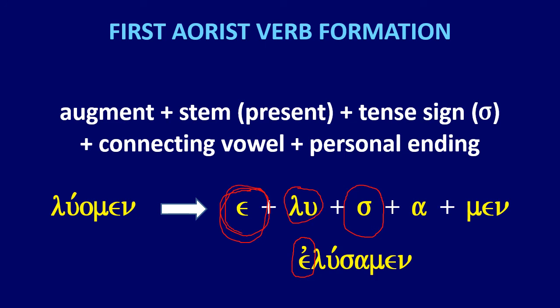Now here's the other thing to note. You will find that with the first aorist form, there is a connecting vowel, and in this case it's going to be most often alpha instead of the omicron or the epsilon, which we saw for the present and imperfect tense forms of verbs. And then you've got your ending, which is the first person plural ending. And so really there are five parts to just this one simple word that says in essence, we loosed.